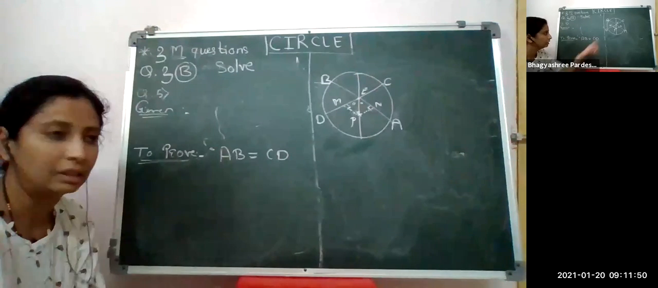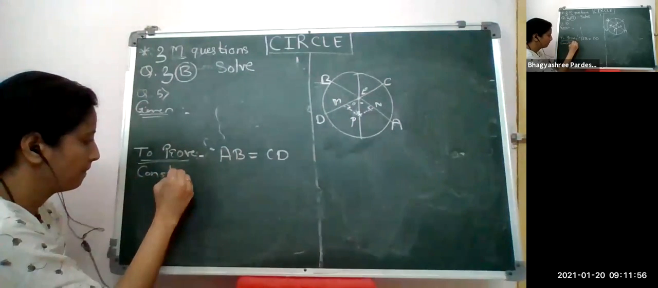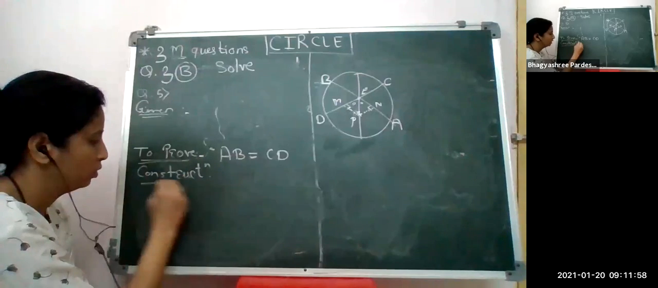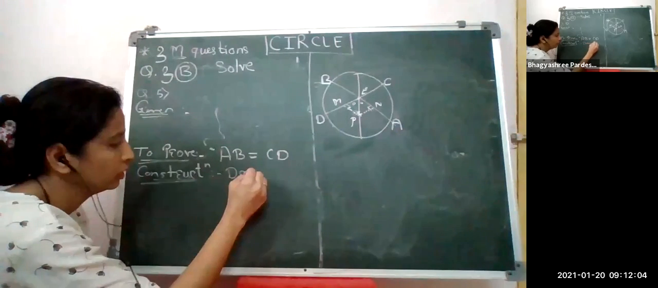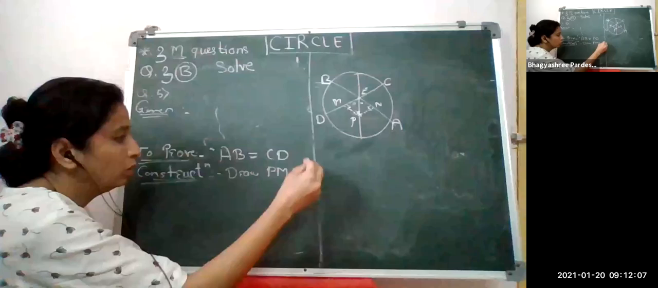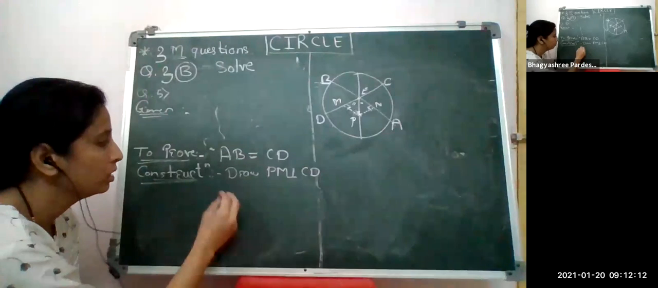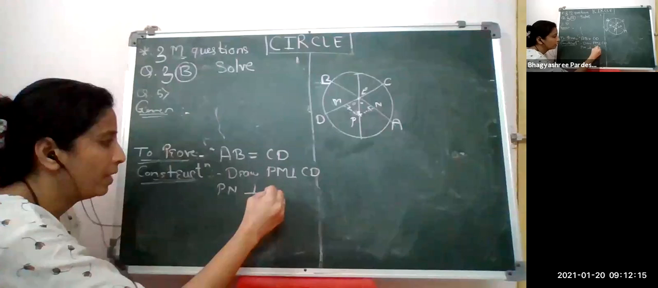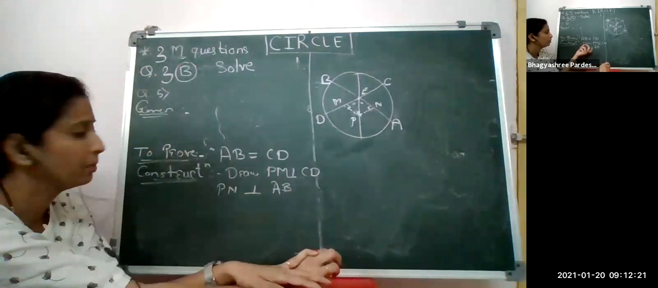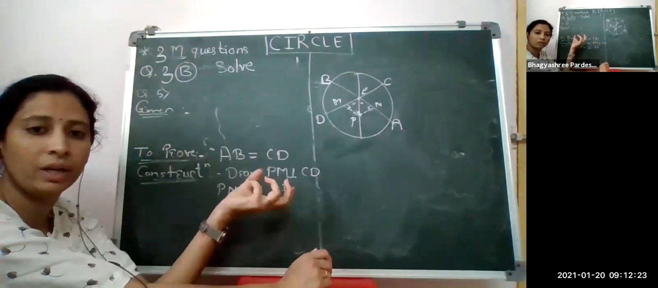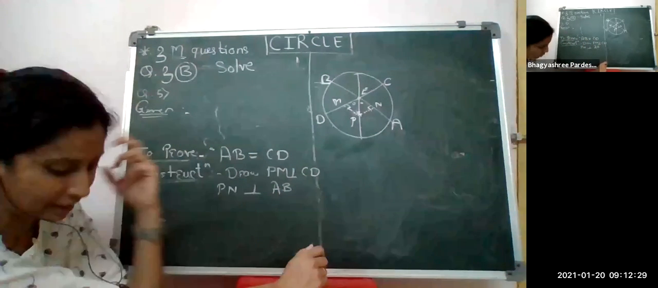Then what I did is the construction here. So write down that construction. What is the construction here? Draw PM perpendicular to the chord CD, right? Then next, PN perpendicular to the chord AB. Whatever construction we have done, just write in your own language. Some may write join the point, or some may write PM is perpendicular to CD, PN perpendicular to chord AB. Some can change their words this way.